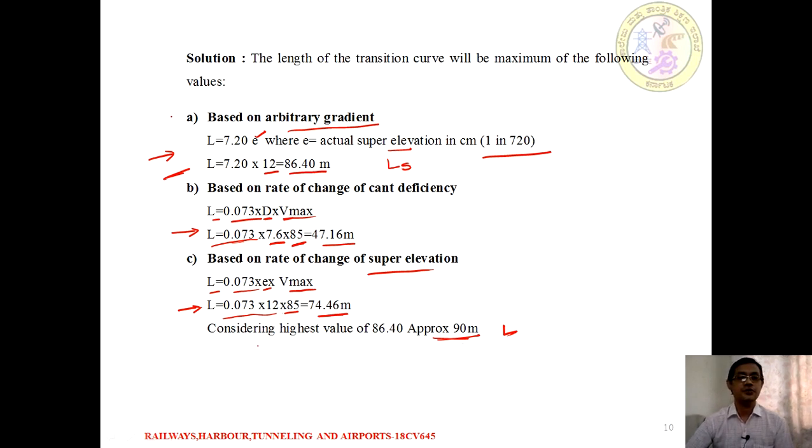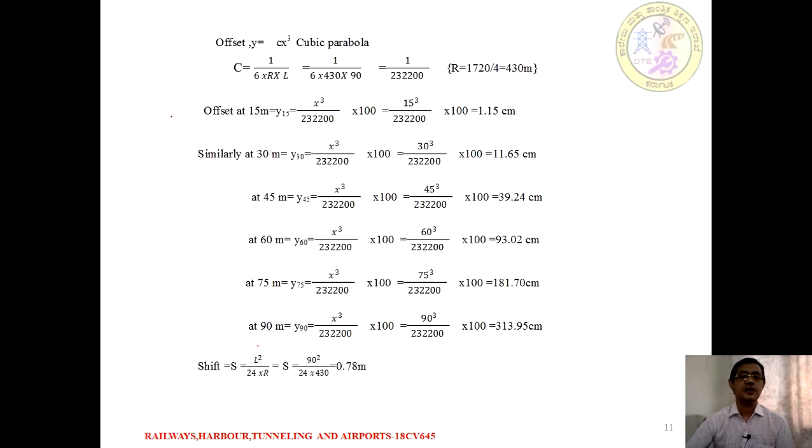So now we need to find out the offset at every 15 meter according to the statement. As we know, we are going to be using a transition curve of a cubic parabola. In the previous sessions I had explained the ideal cubic parabolic equation, where y is equal to c x cube, where c is going to be a constant. That is obtained by the formula 1 over 6 multiplied by the radius of the curve, then L, the length of transition curve.